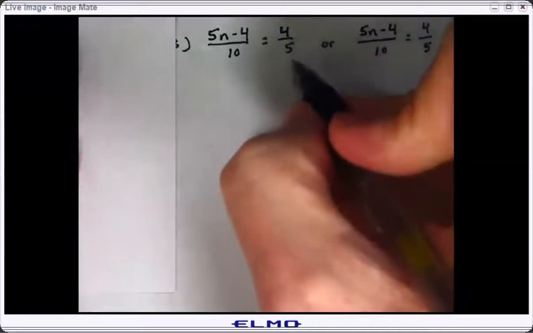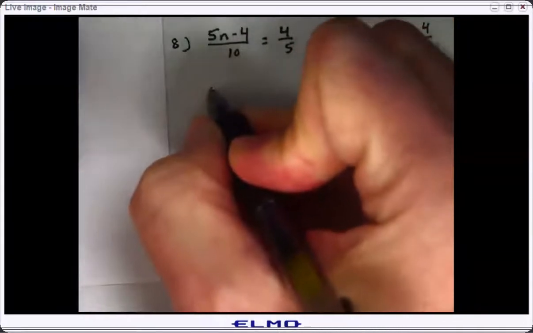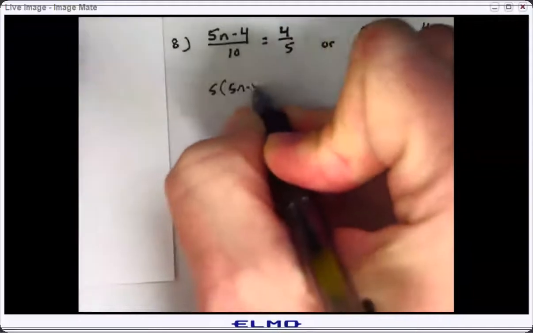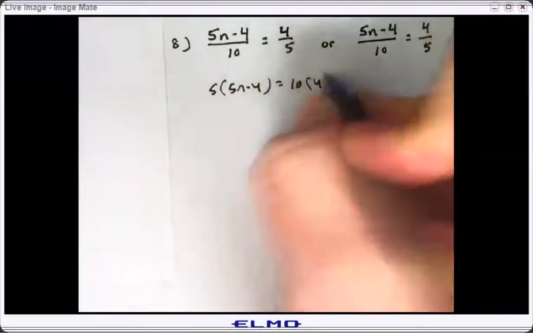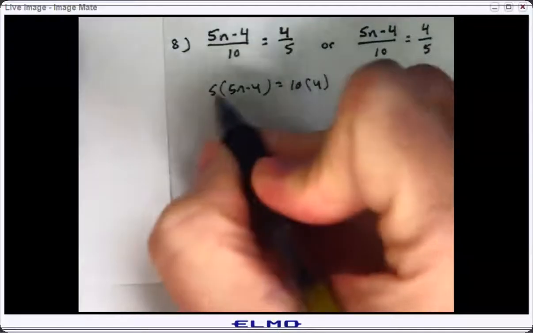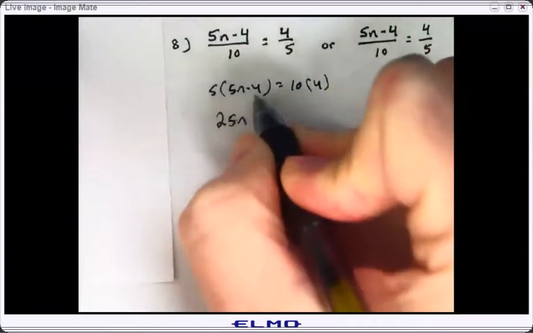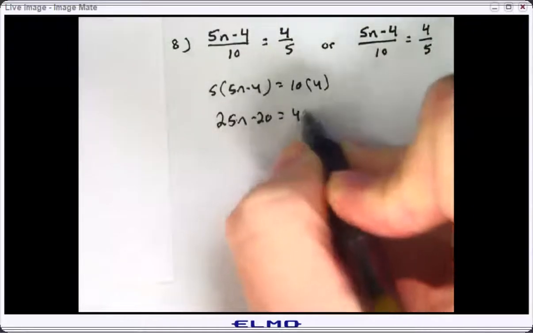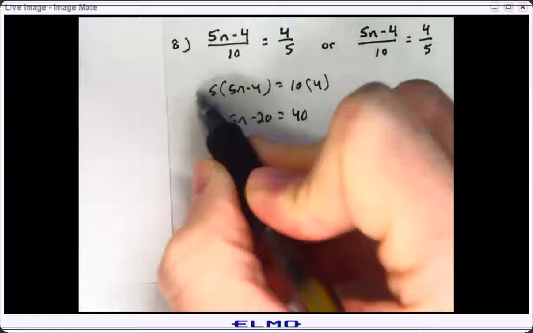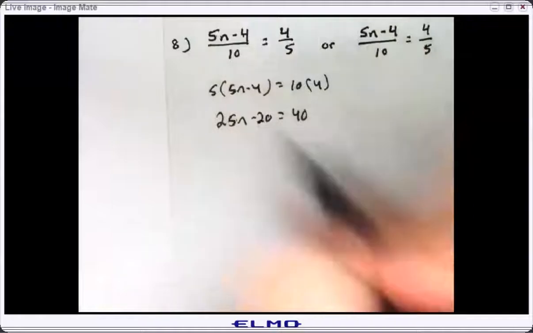Okay, so I'm going to cross multiply, and I'm going to rewrite it for you one more time. 5 times 5n minus 4 equals 10 times 4, going the other way. 5 times 5n is 25n. 5 times negative 4 is negative 20. And 10 times 4 is 40. And again, I wouldn't necessarily write this line right here. I would say 5 times 5n is 25n. 5 times negative 4 is negative 20.